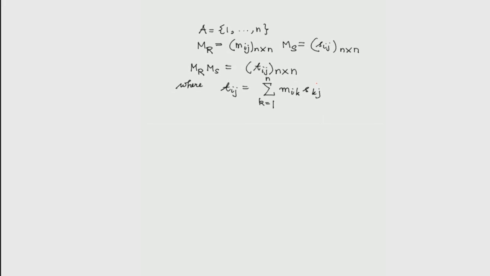Of course, this is usual matrix multiplication, and we have to remember that in this case the summation that we see in the right hand side of the equation containing T i j is a summation over integers. Now, we ask the question: what happens if T i j is 0 for a pair i j?